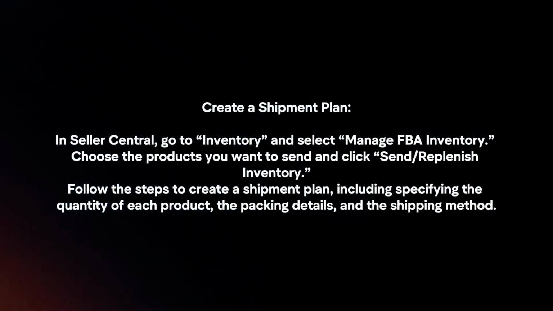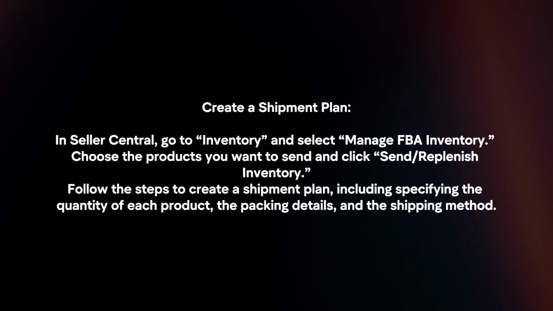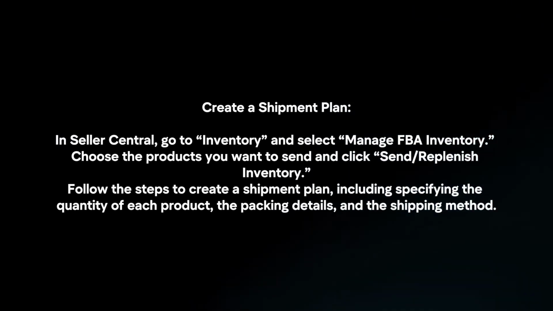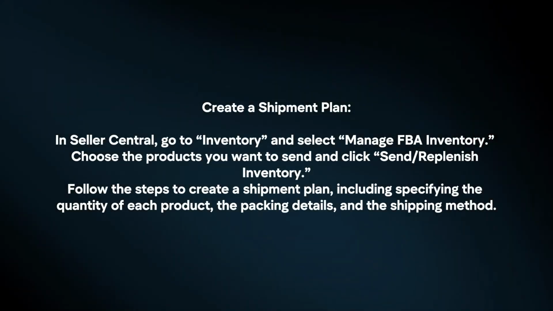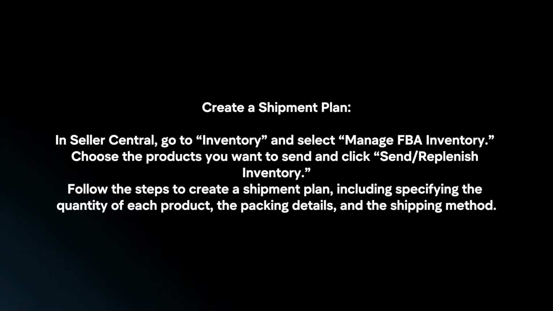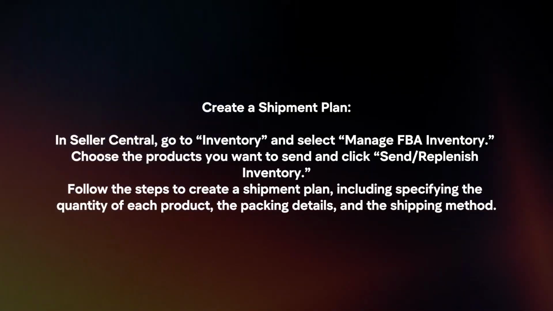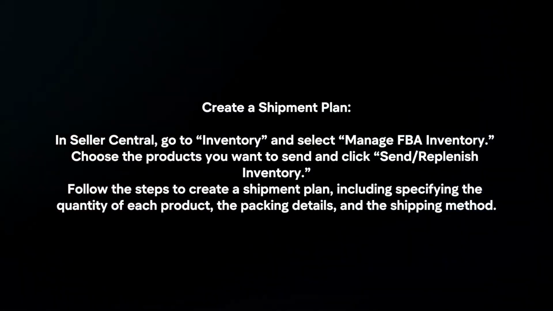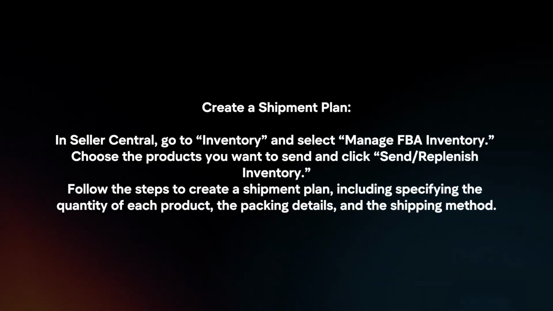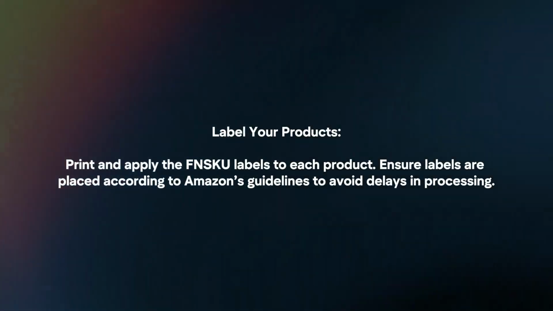Create a shipment plan. In Seller Central, go to Inventory and select Manage FBA Inventory. Choose the products you want to send and click Send or Replenish Inventory. Follow the steps to create a shipment plan, including specifying the quantity of each product, the packing details, and the shipping method.